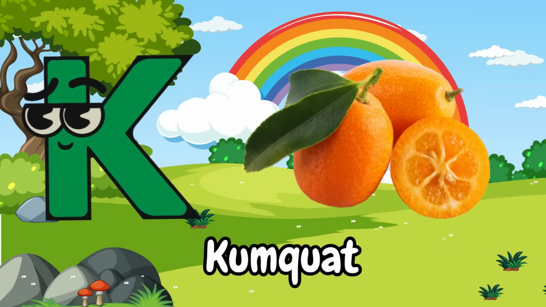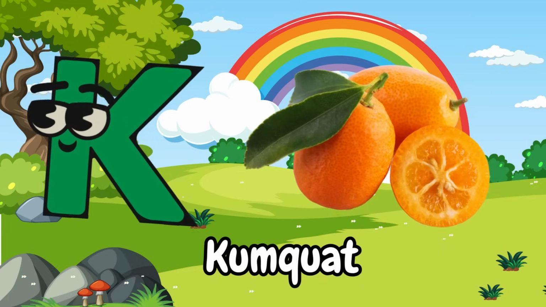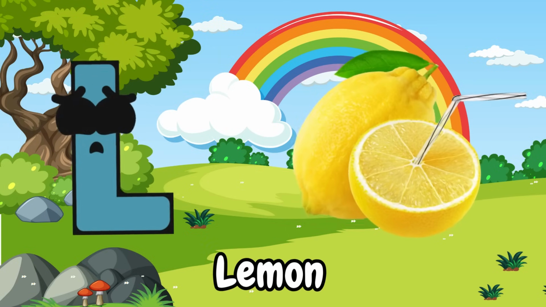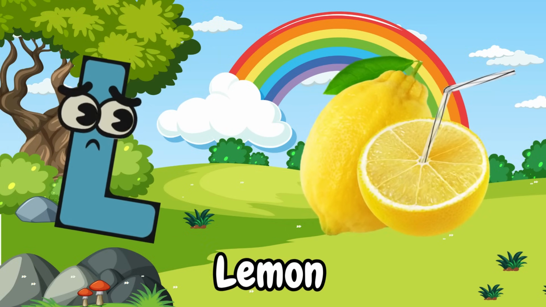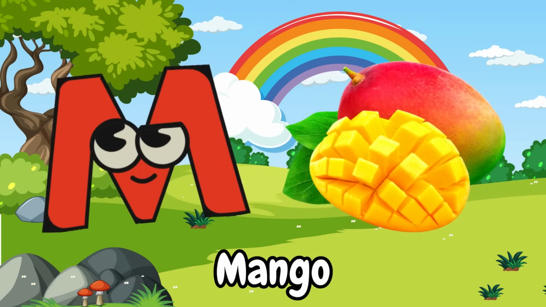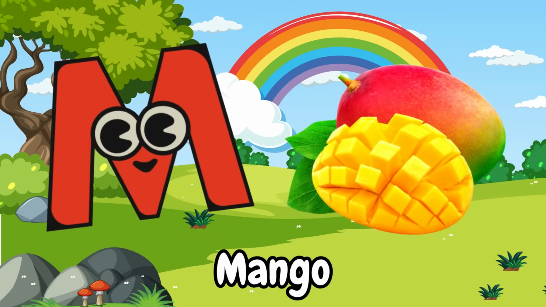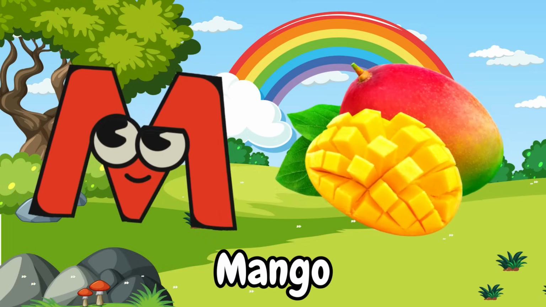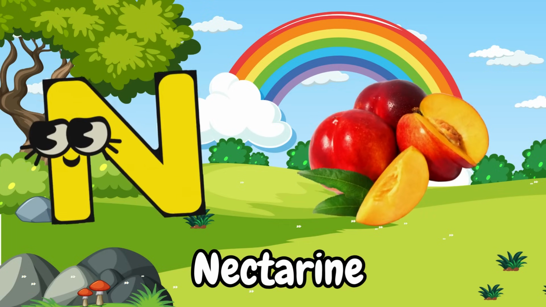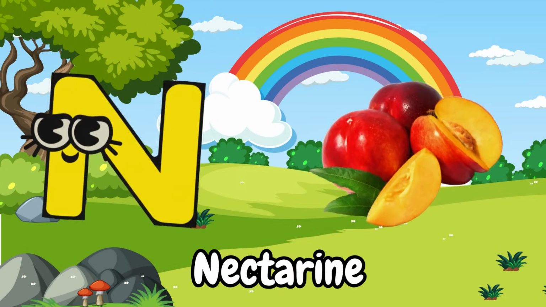K is for kumquat. L is for lemon. M is for mango. N is for nectarine.